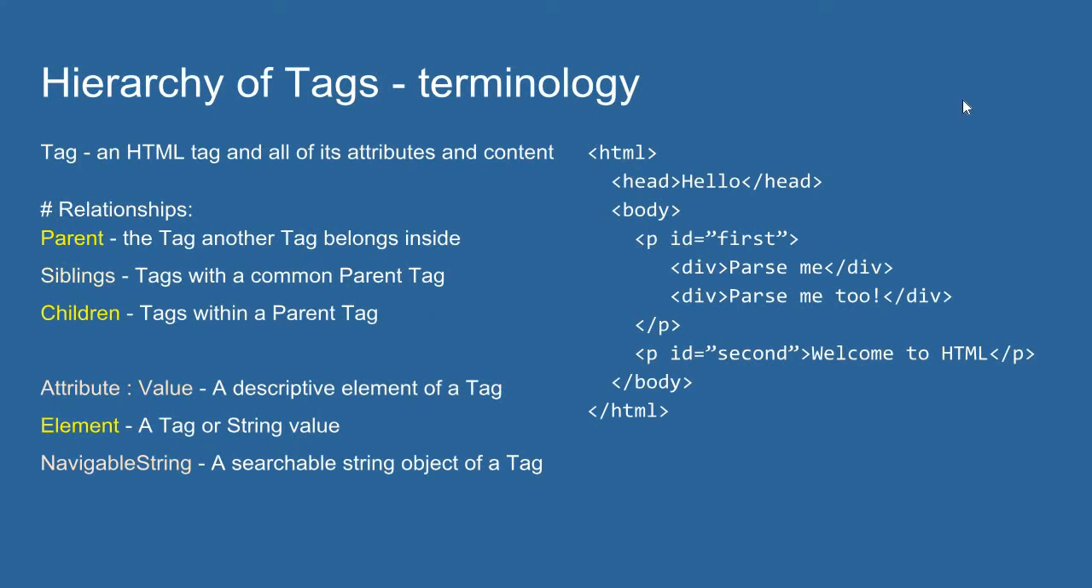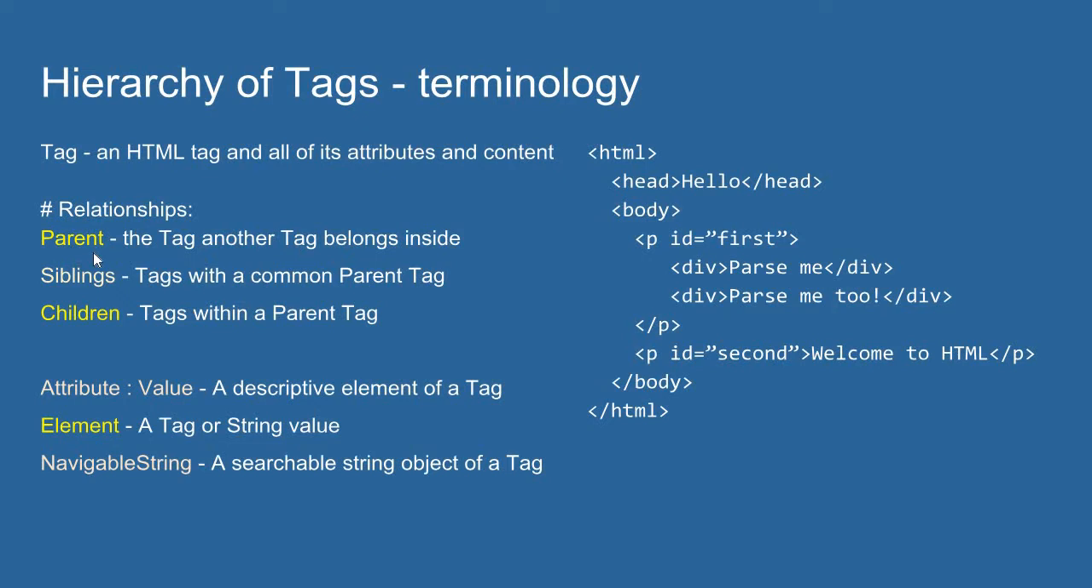Let's talk about the hierarchy of tags. How do we travel along our soup object here? Well, I have an example of some HTML code here where I have a set of HTML tags, a head tag, a body tag, some paragraph tags, some div tags, and they're organized in a hierarchical structure where the head and the body tags here are inside the HTML tags.